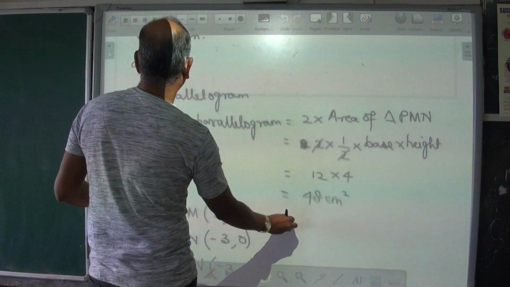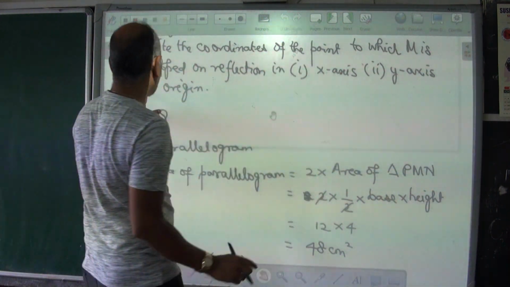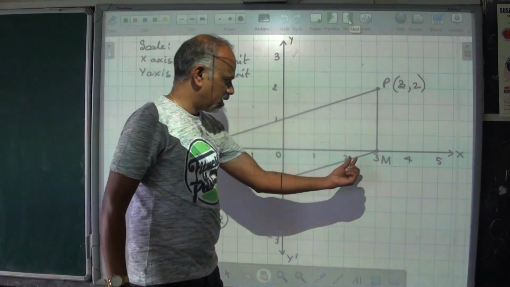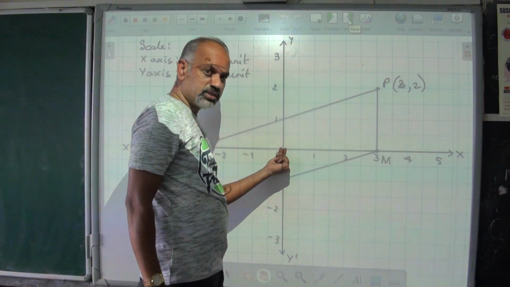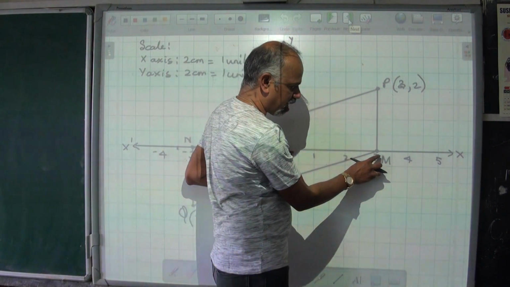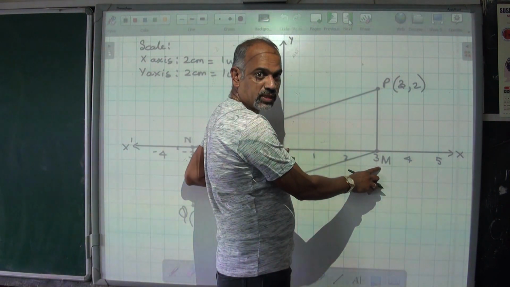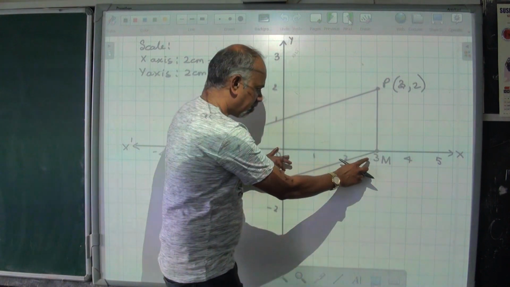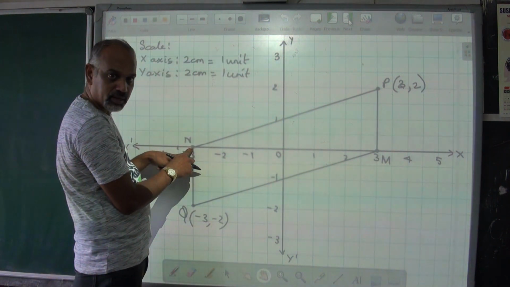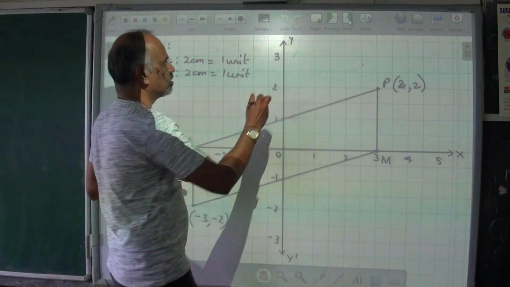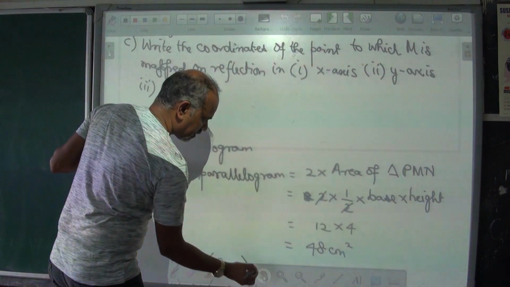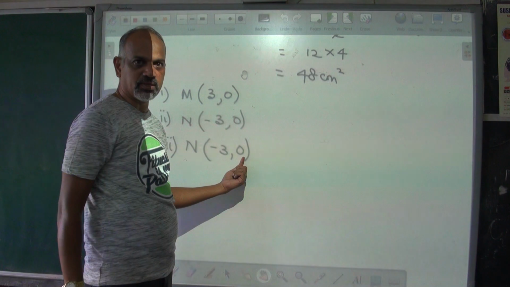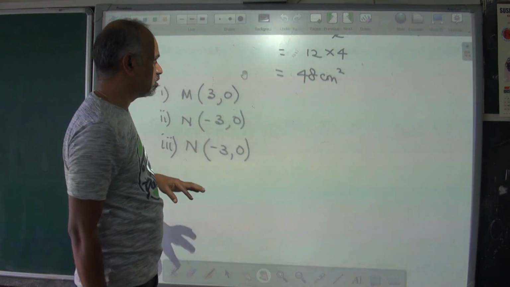And the third part is, if you reflect M in the origin, what should you get? The same point M is reflected in the origin. M is here, it is reflected in the origin. Origin is here. Coordinates of this are 3, 0. If you reflect this point in the origin, both signs should change. 3, 0 will become -3, 0. -3, 0 is the same point, this one, N. So N is the image that you get. Last answer, N's coordinate is -3, 0. That's the reflection of M in the origin.